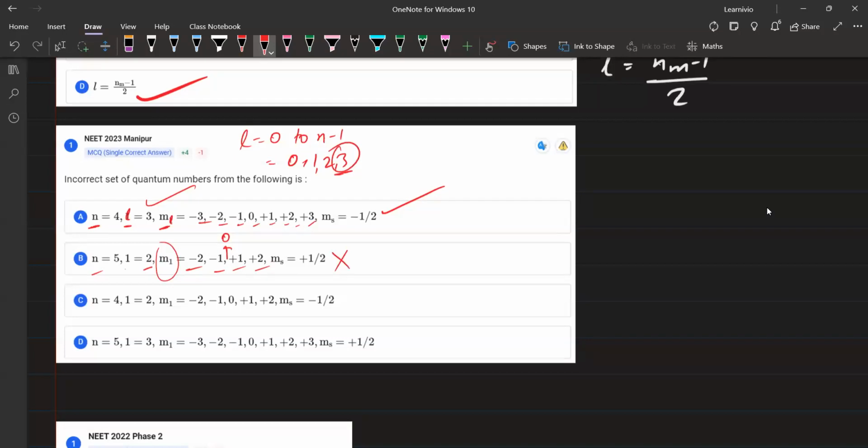Let us look at the other one. N is equal to 4. So inside 4, 2 will also come, minus 2, minus 1, 0, plus 1, plus 2. M will be equal to plus half or minus half. So this is also right. N is equal to 5, L is equal to 3. Yeah, 3 will come between 0 to 5. Minus 3, minus 2, minus 1, 0, plus 1, plus 2, plus 3. That's fine. M is equal to plus half is also correct. So the option which is incorrect is the B option. Okay, so 0 was missing in the B option for the magnetic quantum number. That is why it is incorrect.